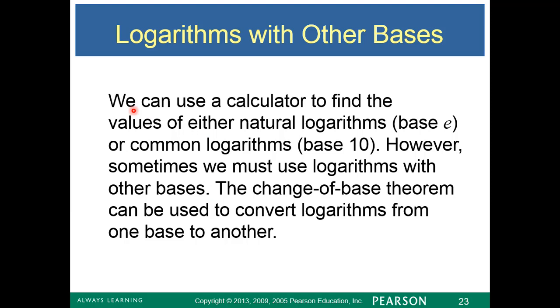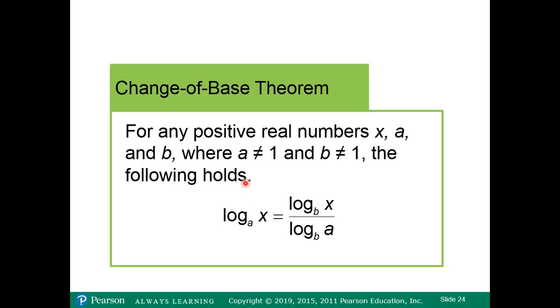Now, we can also use our calculator to find values of either natural logs or common logs. However, sometimes we need to use logs that have other bases. So we're going to have to use the change of base formula, which comes from the change of base theorem, so that we can change a log of any base to either a common log or a natural log, or any other log actually. So the change of base theorem says that for any positive real number x, A and B, where A and B are not equal to 1, the following relationship or equation will hold.